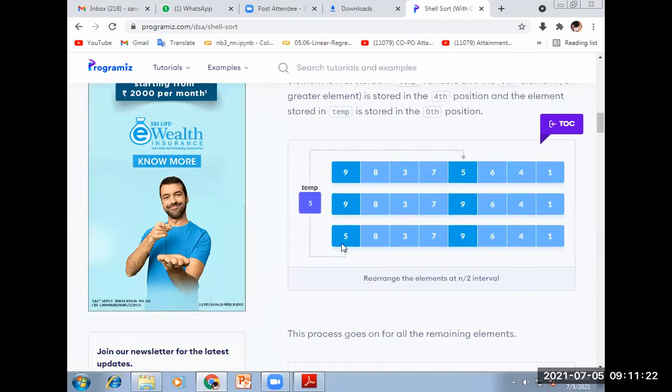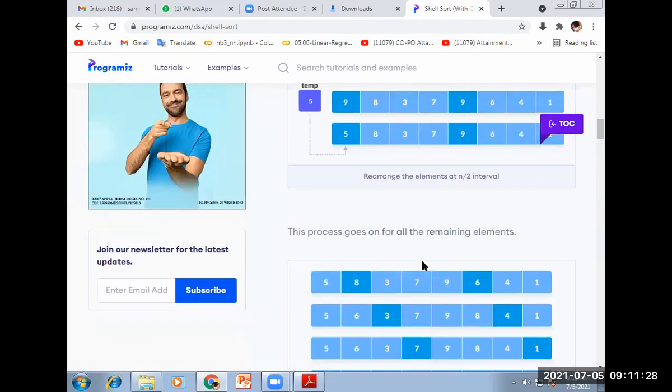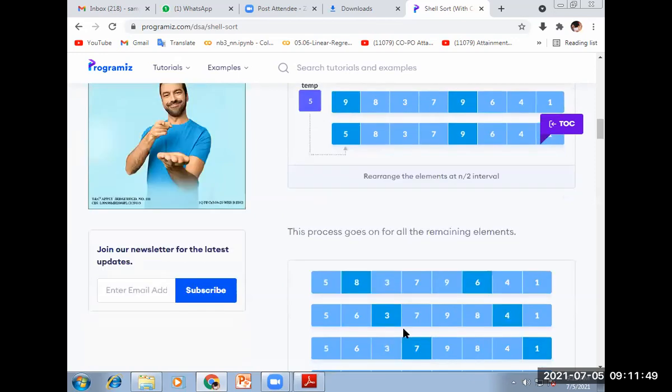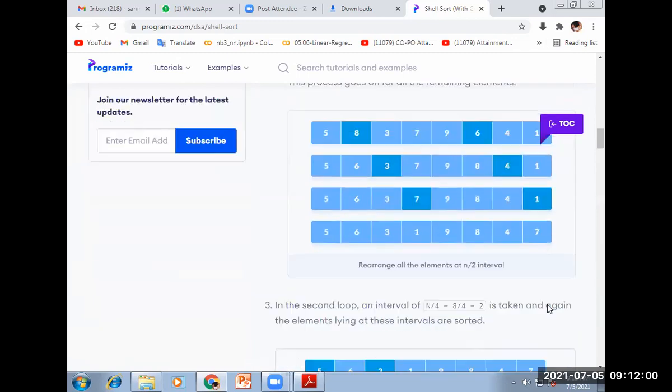And see here after this what we have to do. Next, this element is compared with 8. The next element is compared with array of 1, and the next element is compared with array of 2. If they are in order, fine; otherwise swap will occur. Next, 4 is compared with 3 and swap will occur. There is no need, and 7 is compared with 1.